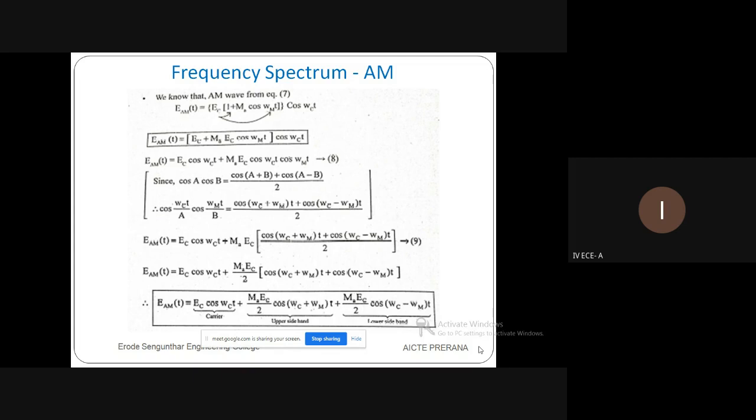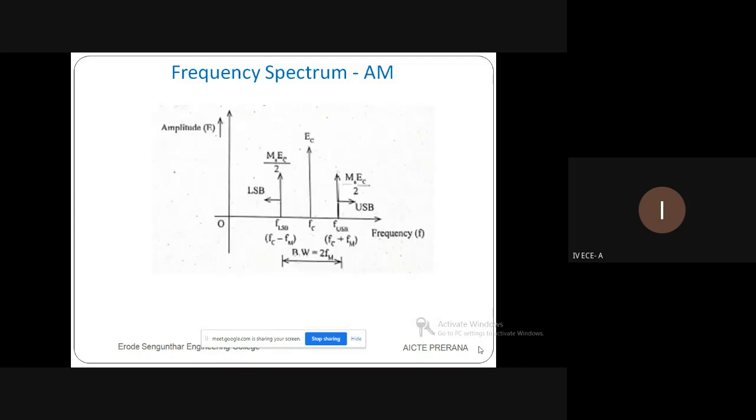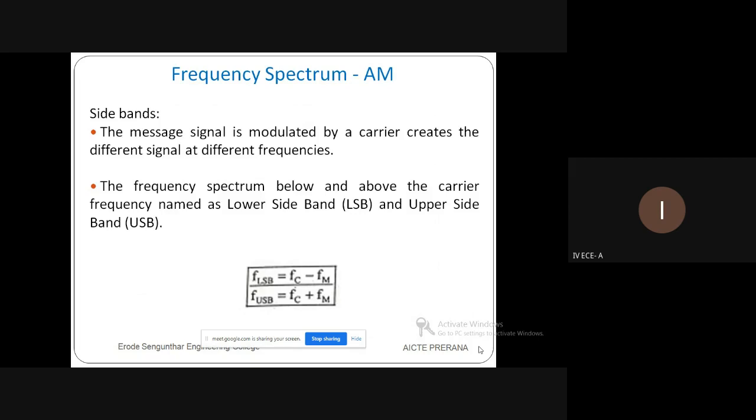Here, in this equation, you can observe three terms: the first term is the carrier, the second term is the upper sideband, and the third term is the lower sideband. It can be represented in the frequency spectrum of the amplitude modulated signal. In this frequency spectrum, two sidebands are generated. What is a sideband? The message signal modulated by a carrier creates different signals at different frequencies. The frequency spectrum below and above the carrier frequency is named the lower sideband (LSB) and upper sideband (USB) respectively. They are given by f_LSB = f_c − f_m and f_USB = f_c + f_m.